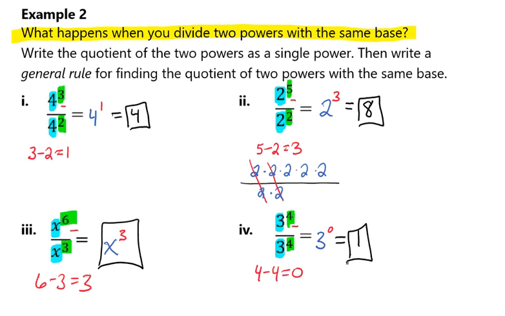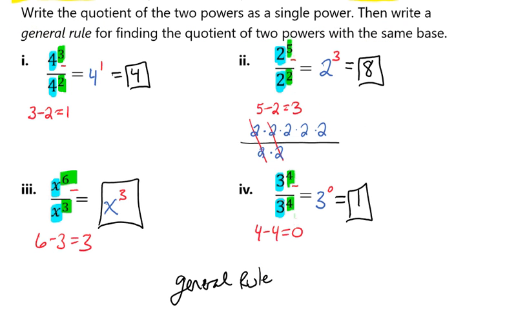So for a general rule, we might say that if I have a to the m divided by a to the n, my answer would then be a raised to the m minus n. Let's take a look at one more scenario.